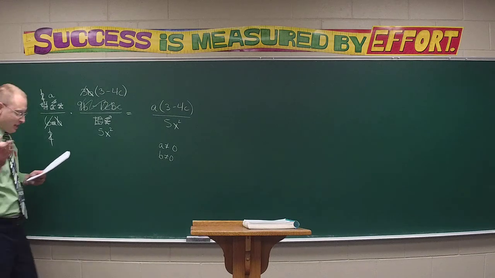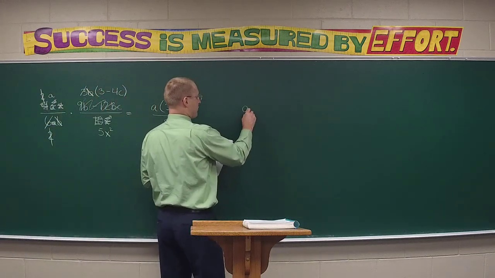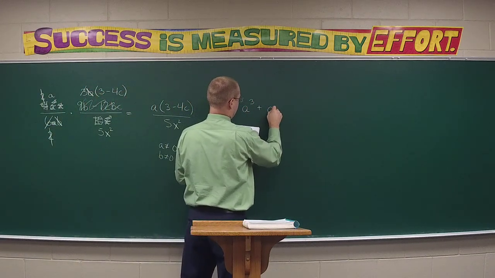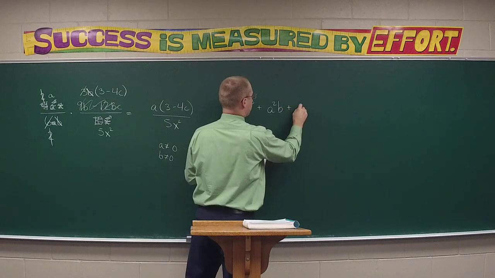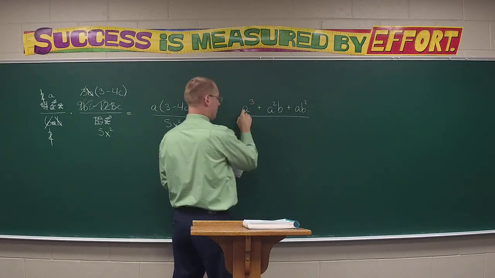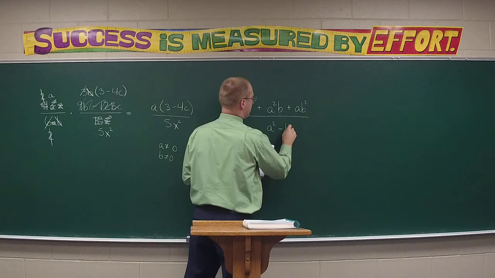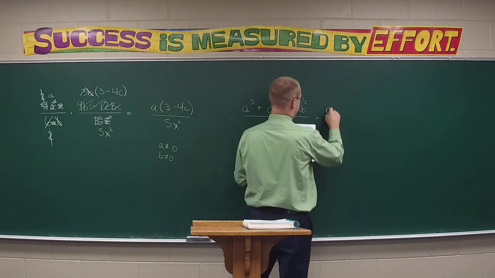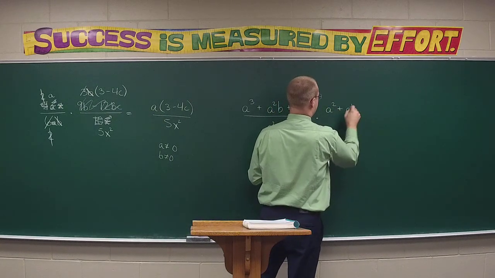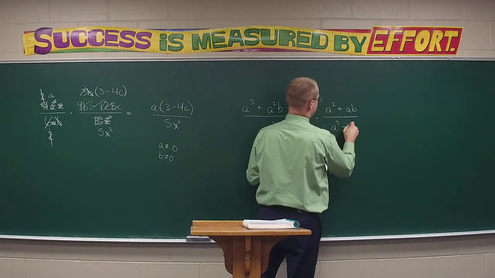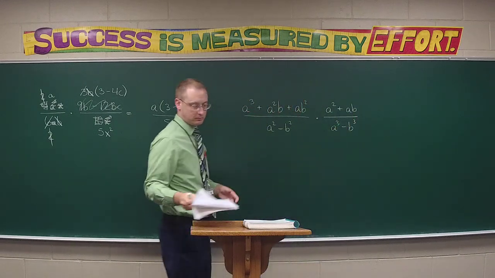All right. How about this one? Write this down on your paper if you would, maybe underneath the homework. A cubed plus a squared b plus ab squared all over a squared minus b squared. Multiplying that by a squared plus ab over a cubed minus b cubed.